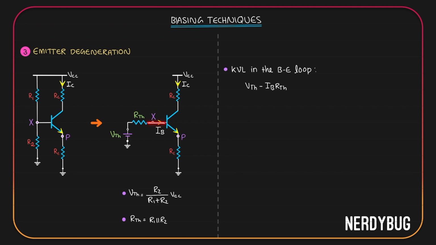As I go on further, I can see the base emitter junction. Potential across it is VBE. Positive is at the base, negative is at the emitter, so minus VBE.